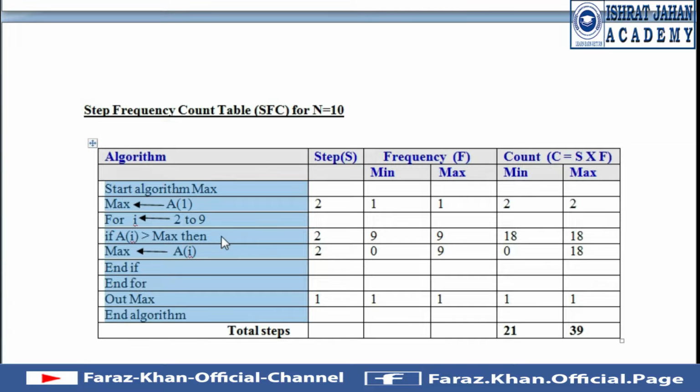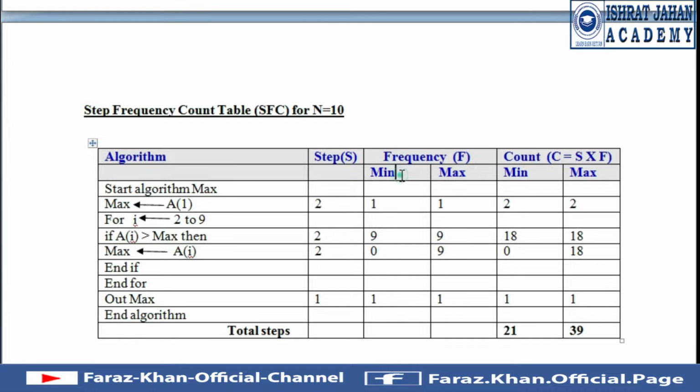Now I move on to the SFC table. As I explained before, the SFC table is a method of analyzing time complexity. Here this column is used for steps, meaning which line will take how many computational steps. The frequency means the best case is the minimum and the worst case is the maximum, and count stands for C, frequency stands for F, steps stands for S, right?